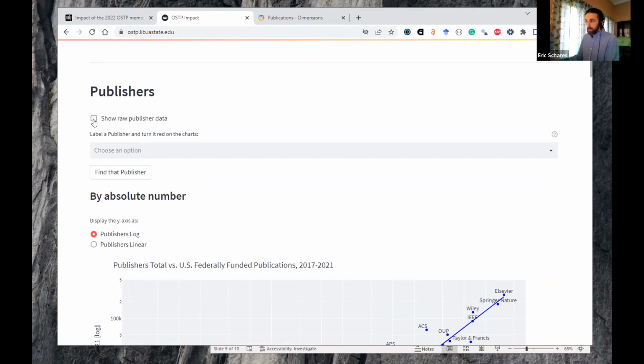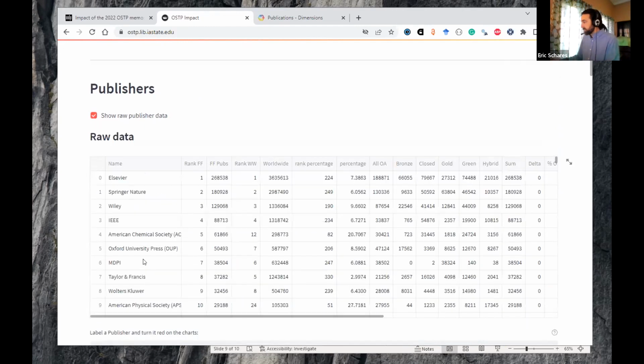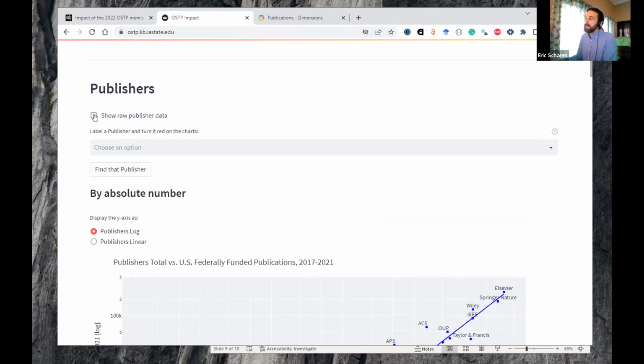This checkbox, you can always click to show the raw data behind the graphs. If that interests you, we've got 500 rows, one publisher per row. Here's the number of federally funded publications over these 5 years. Here's the rank, so this has the most federally funded publications of these 500. Here's the number worldwide, here's the rank, here's the percentages. Here's a bunch of open access data and details that we'll talk about in just a second. So you can always click that and expand it and look at the raw data behind these charts.